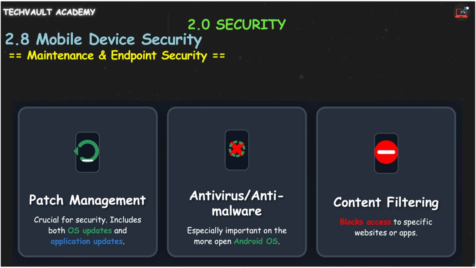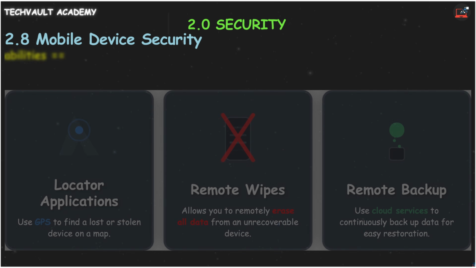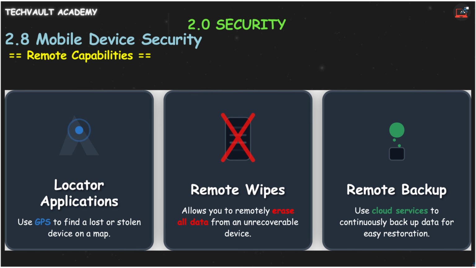What happens if a device is lost or stolen? That's where remote capabilities come in. Locator applications use GPS to pinpoint your device's location on a map in real time. If it's nearby, you can remotely play a sound to find it. If you can't get it back, you have the option to perform a remote wipe, which erases all personal data from the device. To prepare for this, always use remote backup applications.